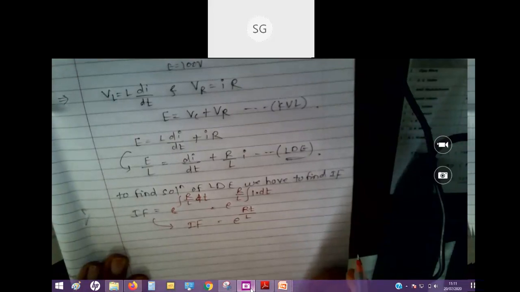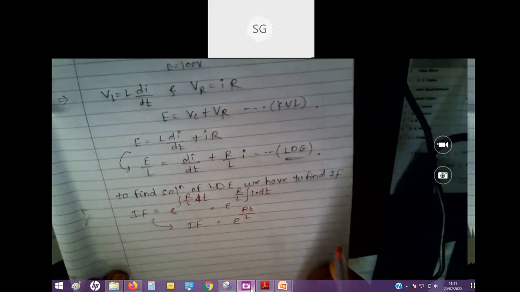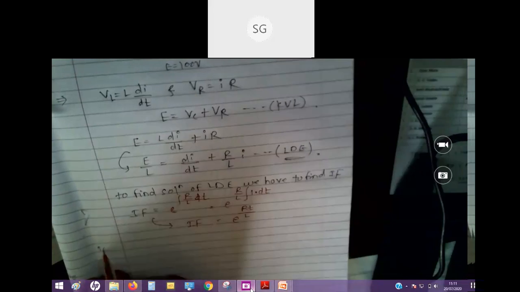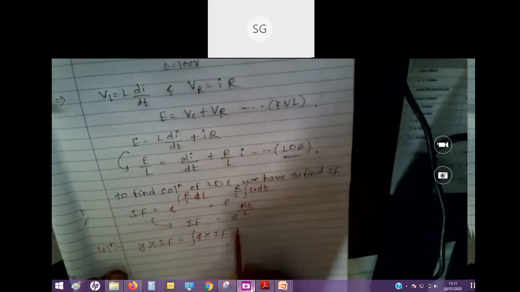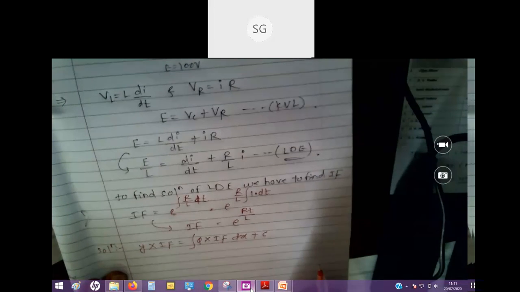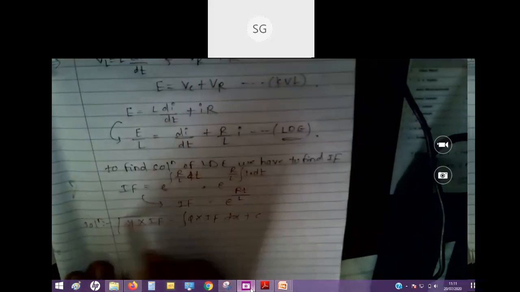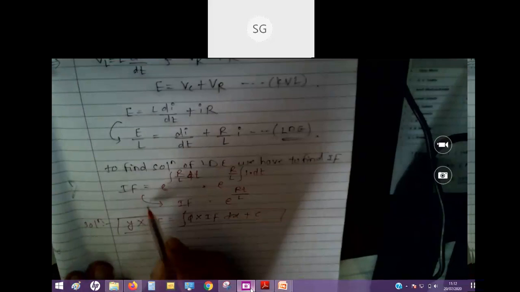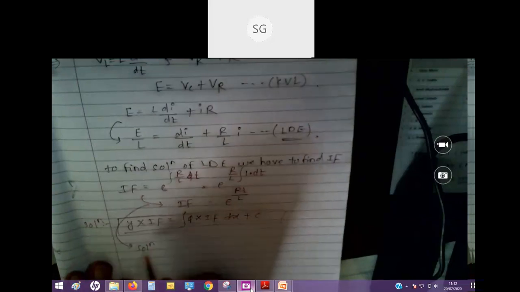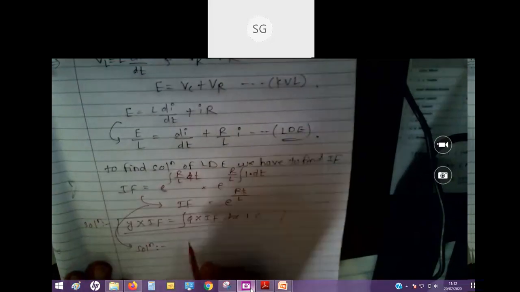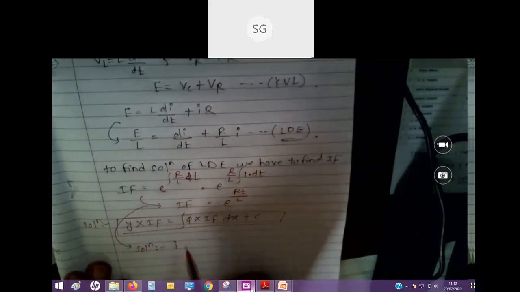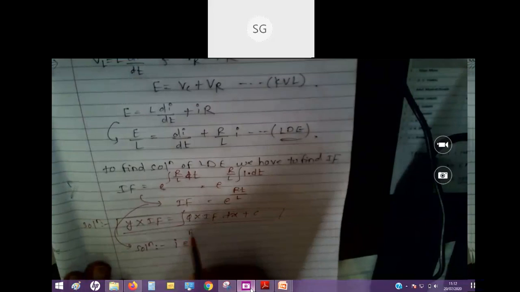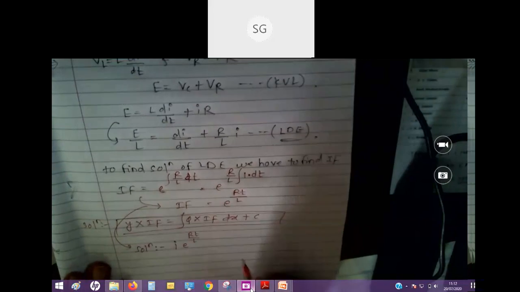Now what is the solution? The solution in general is given by y into IF equal to integration of Q into IF dx plus c. So this is the general form. Here the solution is given by, what is the y here? I is there, into IF, which is e raised to Rt upon L, is equal to what?